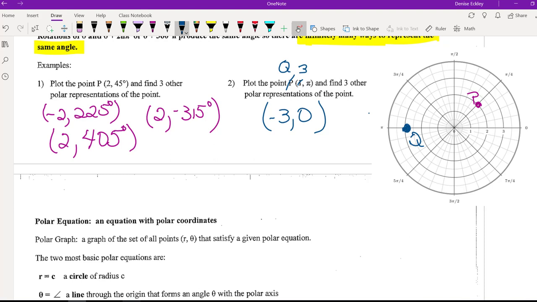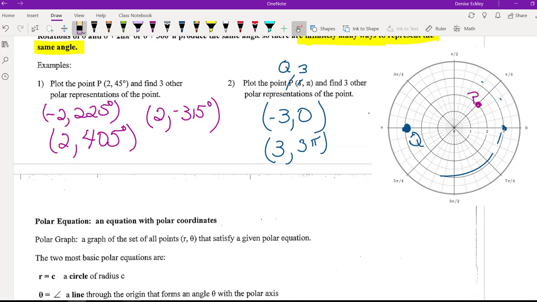And then another one would be, what if I start at 3 and I go the whole way around, and then pi more. So if I start at 3 here, and I go the whole way around to here, I still have to go pi more. So 3 comma 3 pi.